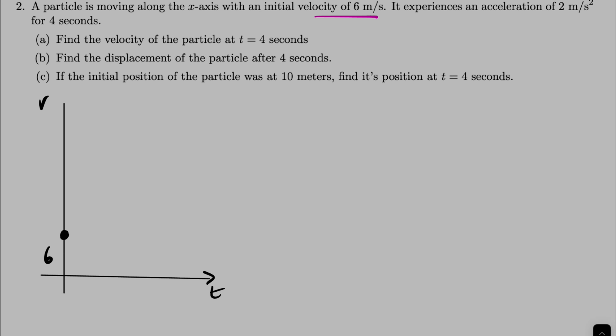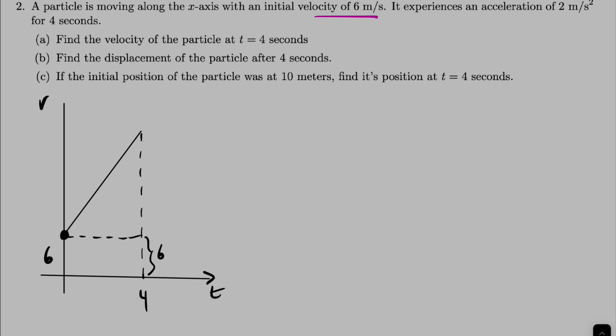All right, it experiences an acceleration of 2 meters per second squared for 4 seconds. Now, since acceleration is the slope on a velocity graph, here we go. It's pointed up. Don't have to be too careful with that. Bring this down, and we know that this is 4 seconds. All right, so let's see what we got. Find the velocity of the particle after 4 seconds. So, here we go. Bring this straight over. Okay, so we know that that's 6.